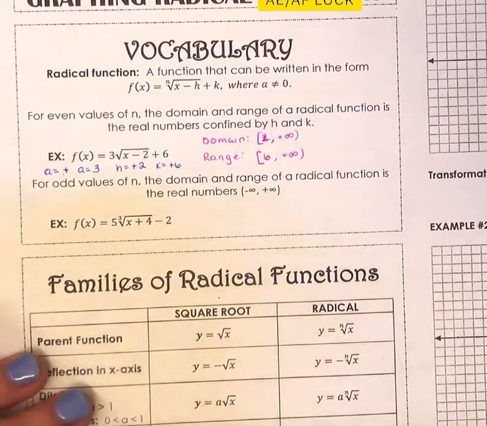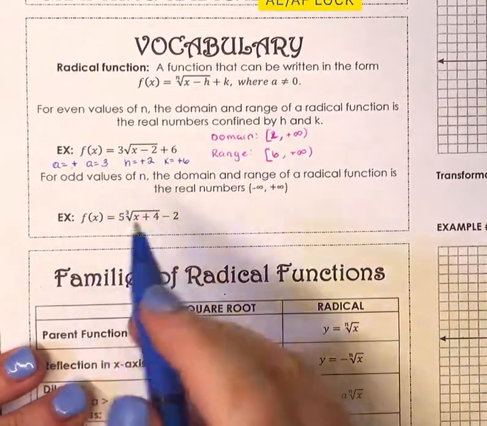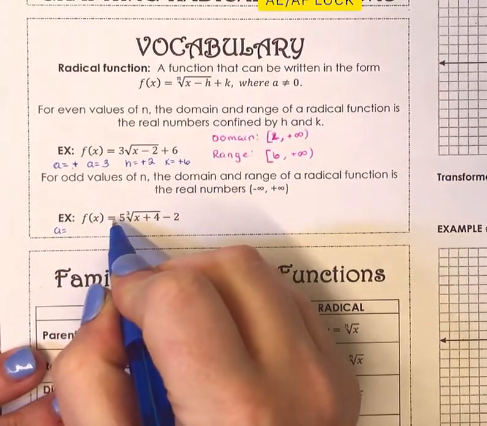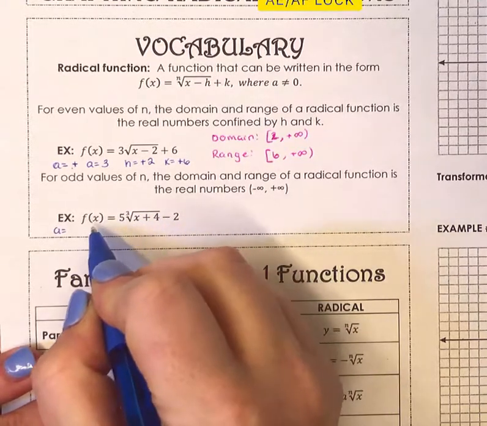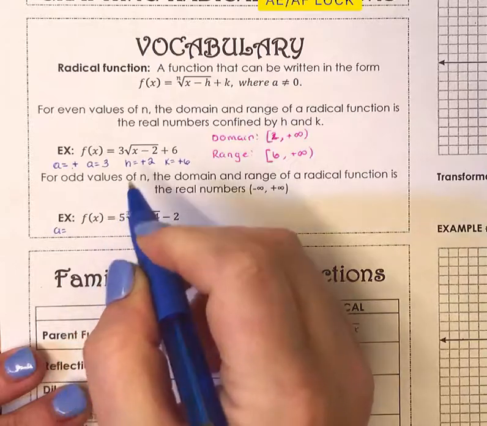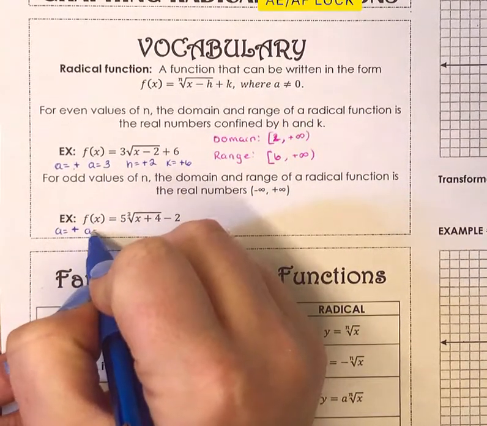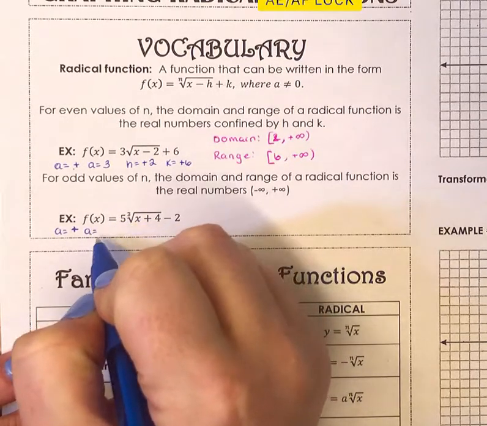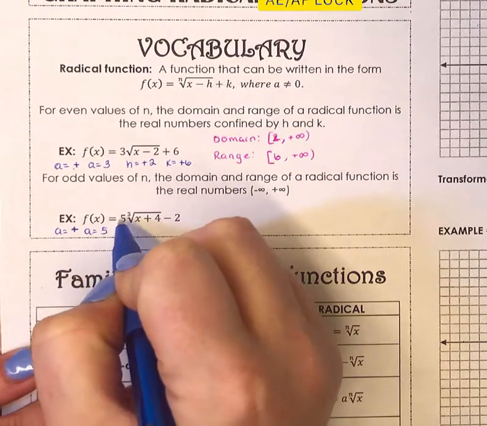It will not change. But we can still determine what our a, h, and k are just so we can get that practice. So our a value, it says f of x is equal to 5 times the cubed root of x plus 4, then minus 2. So the a value, we want to know is it positive or negative. And this is a positive 5, so we're going to put positive. But we also want to know the actual value of this. So the absolute value of 5 is 5. So if I combine these two, this is a positive and a 5. That's what this is. It's a positive 5.